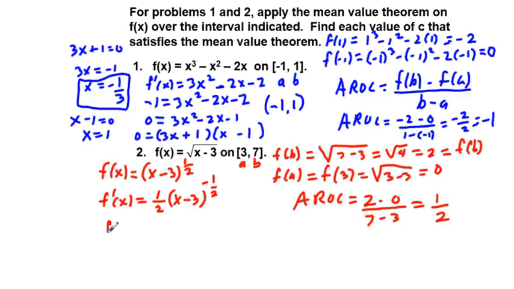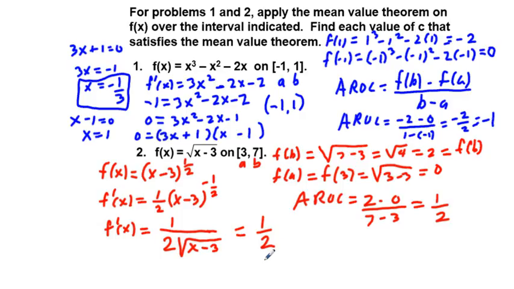So we're going to rewrite f prime of x as 1 over 2 square root of x minus 3. And to apply the mean value theorem, to find which value applies, we set this 1 over 2 quantity square root of x minus 3 equal to 1/2.